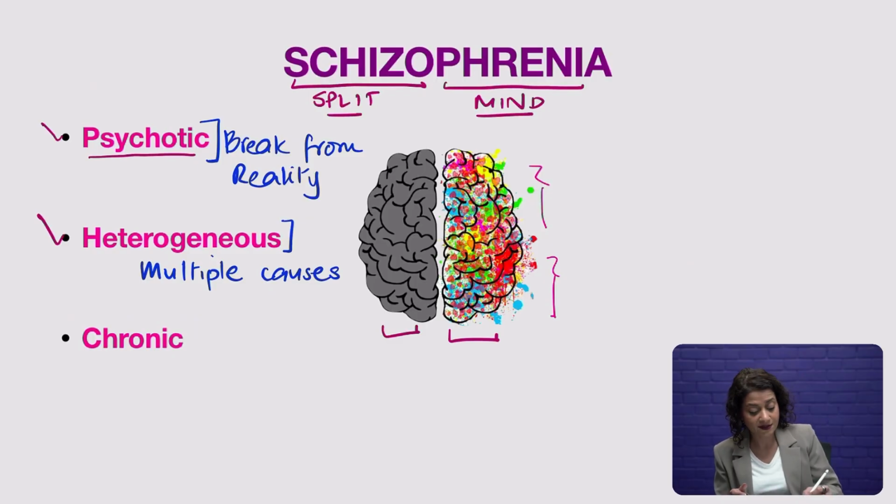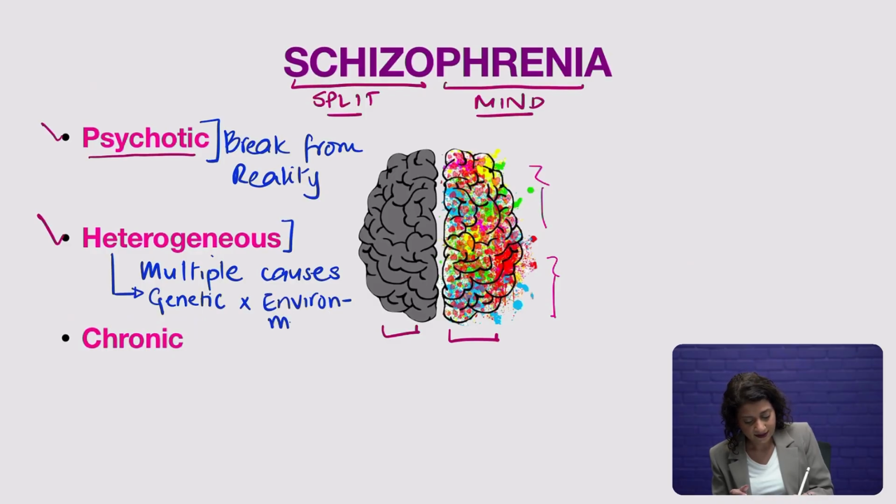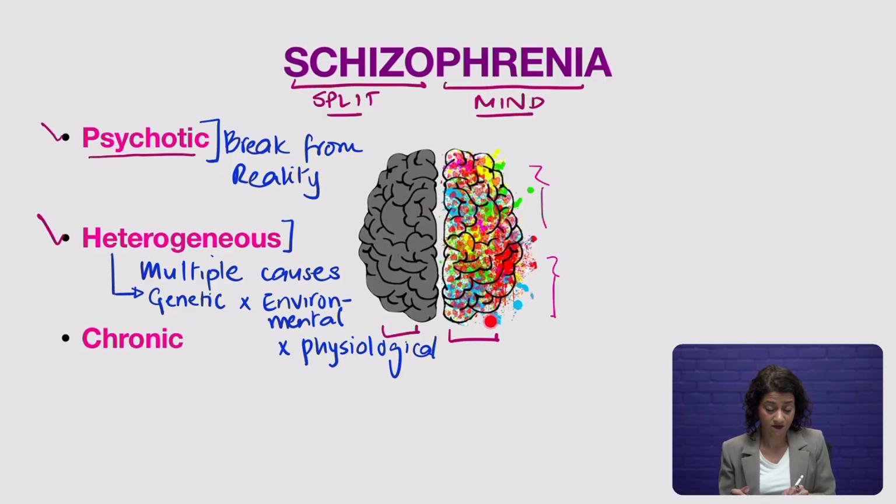To be more specific, schizophrenia is classified as a heterogeneous disorder because there are genetic components to it, there are environmental components to it, and there are also other physiological components to it, as I was just talking about when I was telling you about the activity in the brain regions of a person who has schizophrenia.